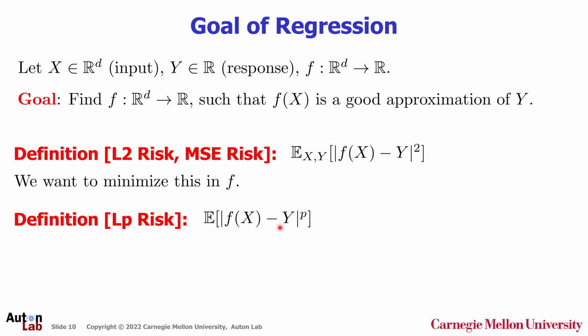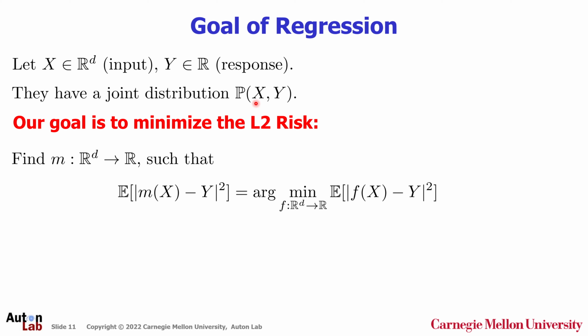There are two major difficulties. The first one is that usually we don't know the joint distribution p_xy. In practice, we only have a training set available, sampled from this unknown distribution. The second difficulty is that even if we knew the joint distribution p_xy, we would need to minimize this risk function over all possible functions f, which is a very difficult optimization problem.